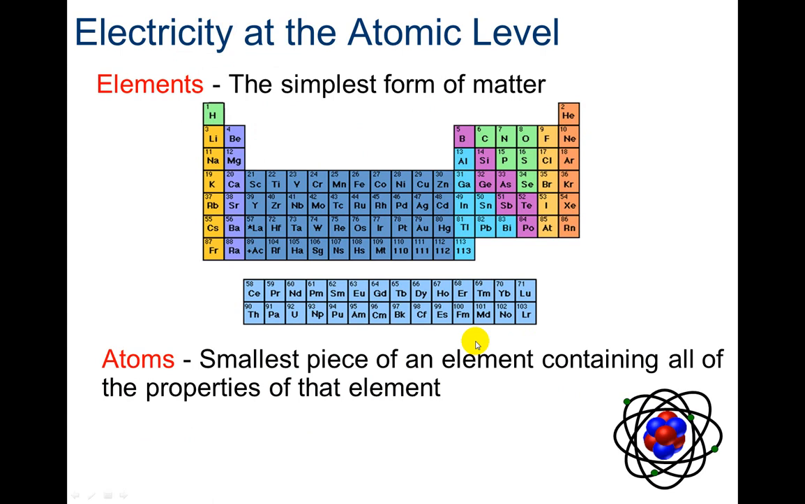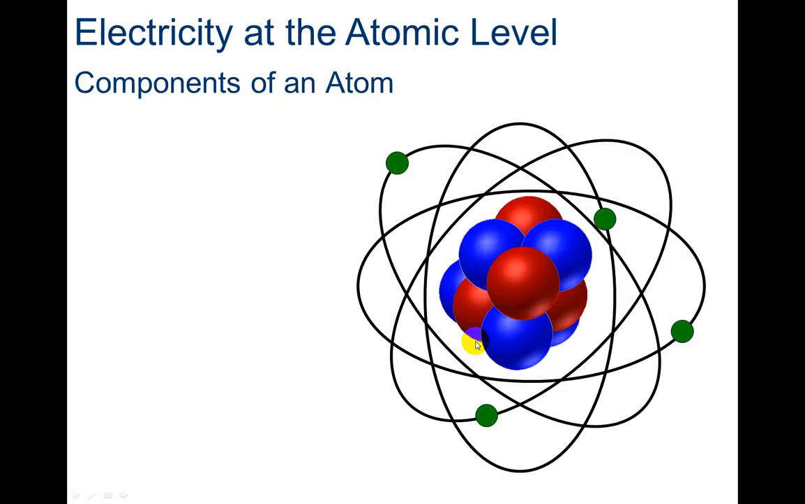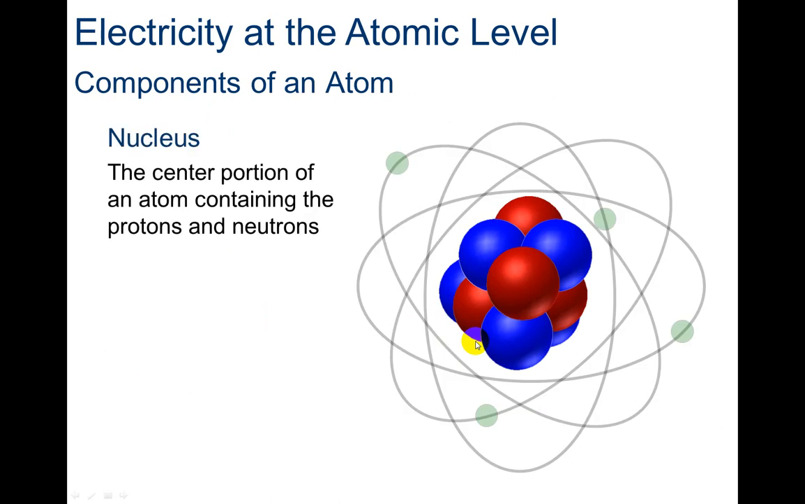Right, so first we need to understand what makes electricity work. It's these atoms. We've got to look at the metals. We've got to look at the atoms and the subatomic particles before we can actually understand electricity. So electricity at the atomic level, right, components of the atom. This is the nucleus here in the middle, the center portion of the atoms containing the protons and the neutrons.